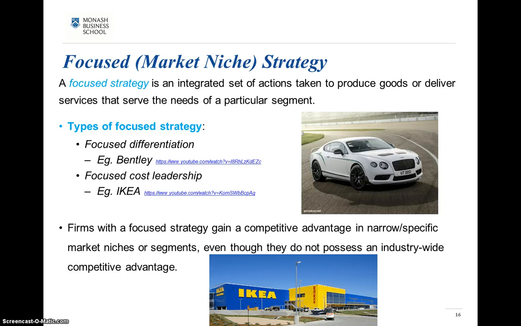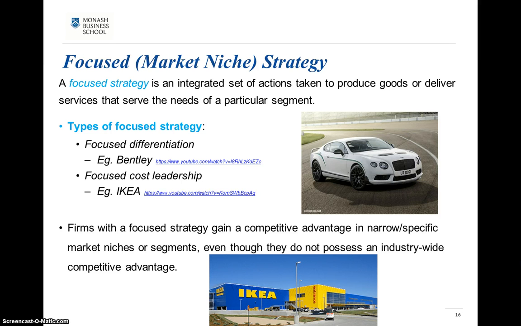Now, the focused strategy is an integrated set of actions taken to produce goods or deliver services, if you're a service firm, that will serve the needs of a particular segment. So unlike the previous two strategies that we talked about, which were very much broad approaches, this is where you identify a very specific group of consumers or buyers that you're going to target with your product or service.